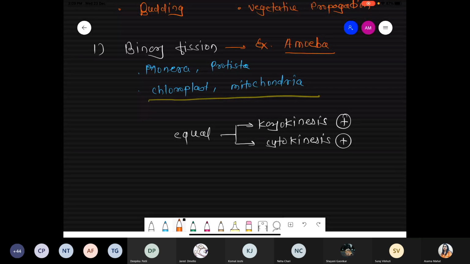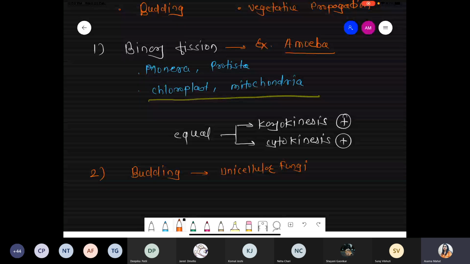Another point, we are talking about the budding process. Normally, you know very well, budding is very common in unicellular fungi. Tell me an example for unicellular fungi. Example for the unicellular fungi. Yeast, very good. Saccharomyces cerevisiae.